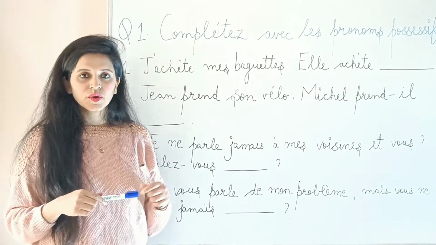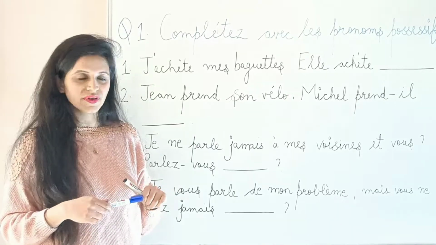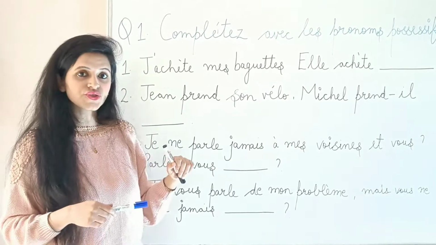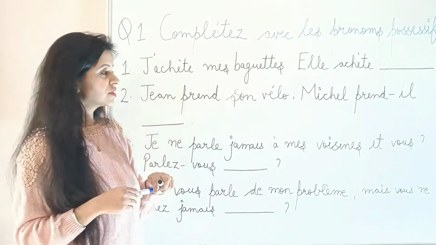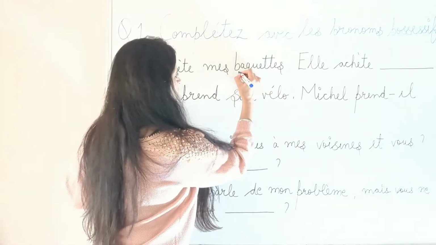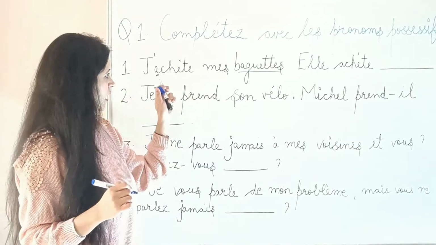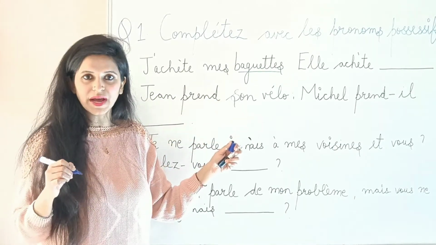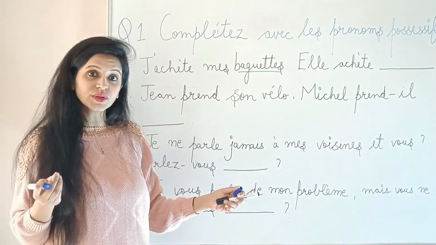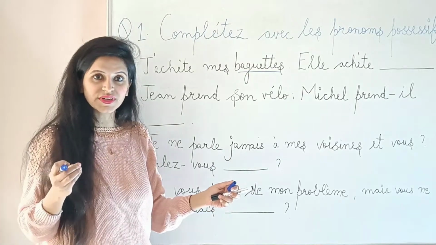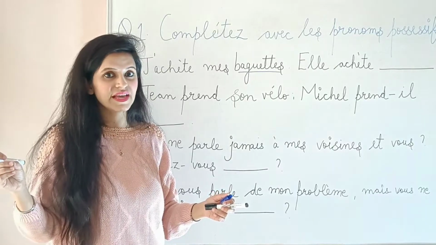Now let's start with this question. Complétez avec les pronoms possessifs. First part: j'achète mes baguettes. Elle achète dash. What we need to see here first is the noun about which we are talking. Baguette: I'm buying my breads. Elle achète dash. Now refer to the table. What was written for elle? Le sien, la sienne, les siens, les siennes.